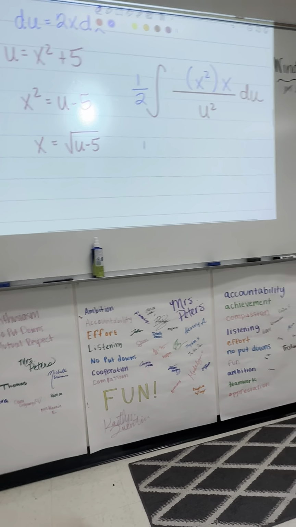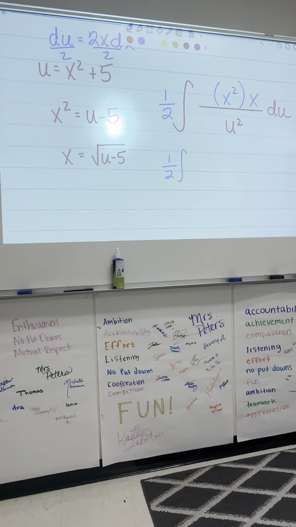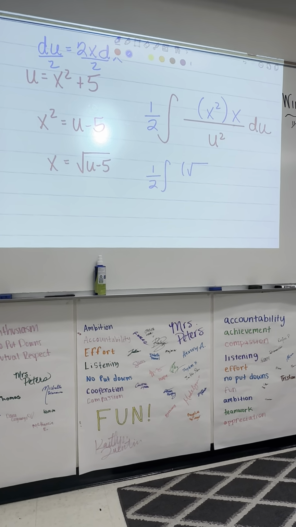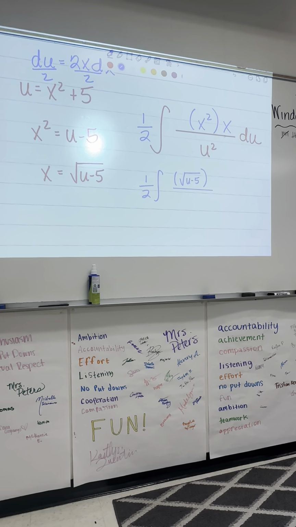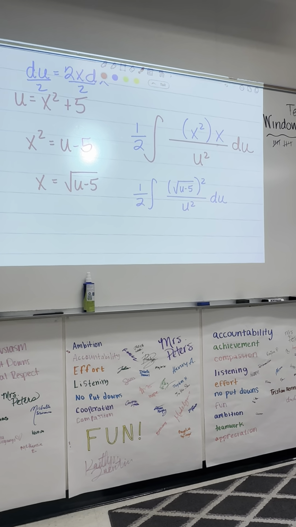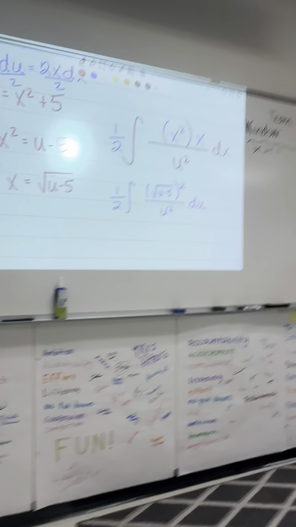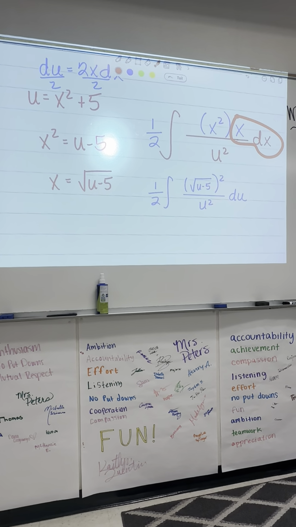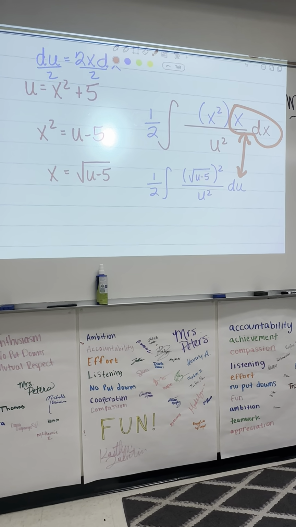So the way I'm gonna rewrite that, I had the 1/2 because of the divide by 2 over there, okay? I'm gonna do this. Square root, because my x is equal to square root of this, squared over u squared du. The reason I did that is because x dx is my du, right? So those go together, right? Is that making sense?